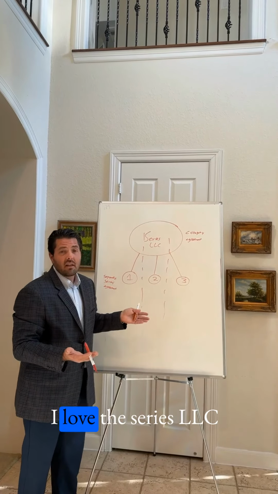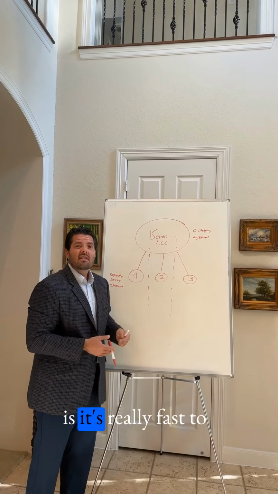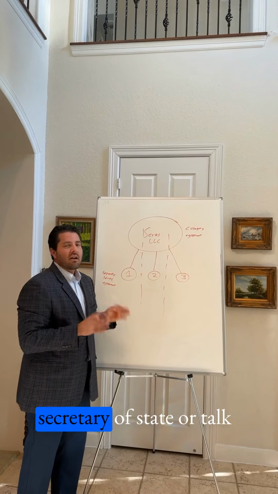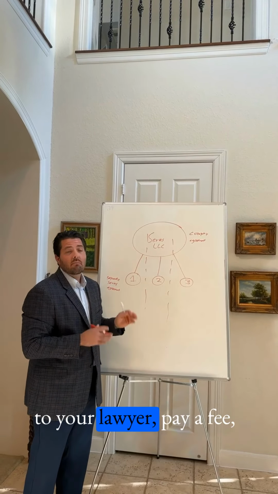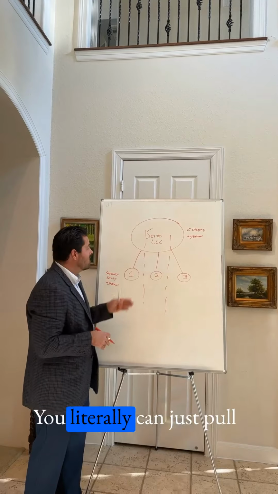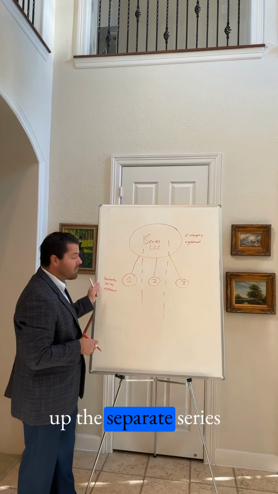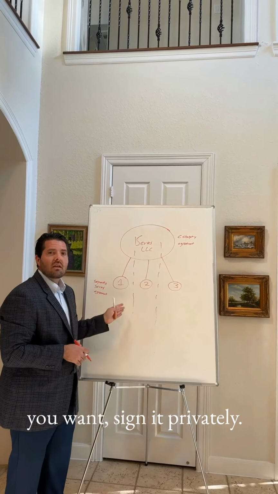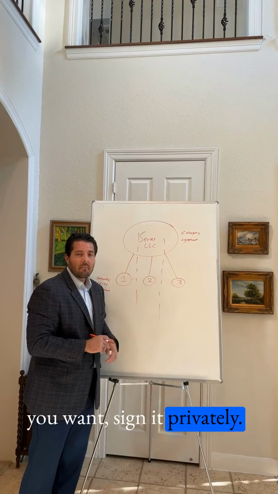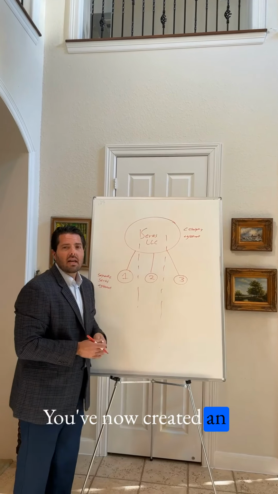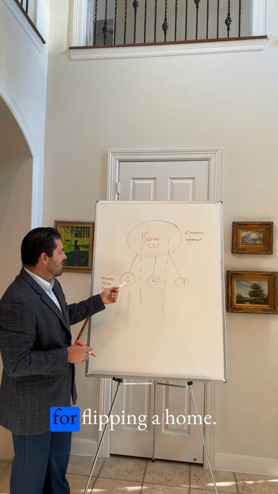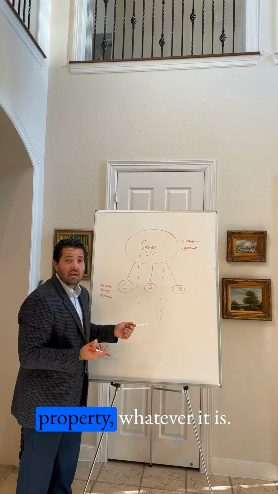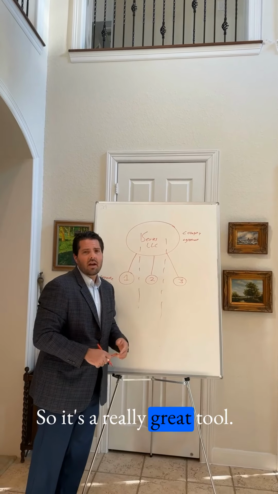This is another reason I love the Series LLC: it's really fast to create a new entity. You don't have to go to the Secretary of State or talk to your lawyer, pay a fee, wait a couple days. You literally can pull up the separate series agreement, which is like a one-page template, enter in the information that you want, sign it privately, done. You've now created an entity that you can use for flipping a home, for investing in a property, whatever it is. So it's a really great tool.